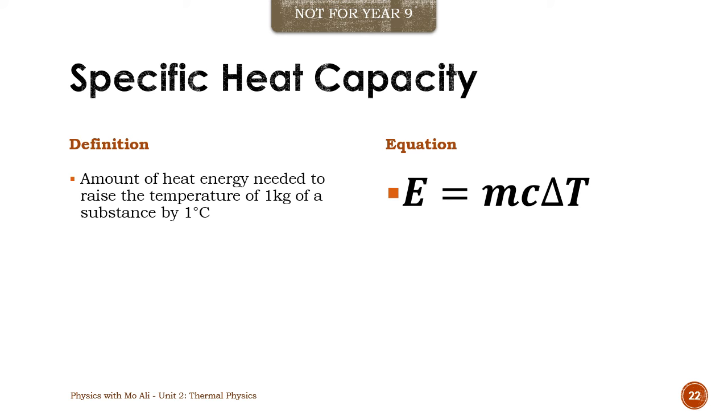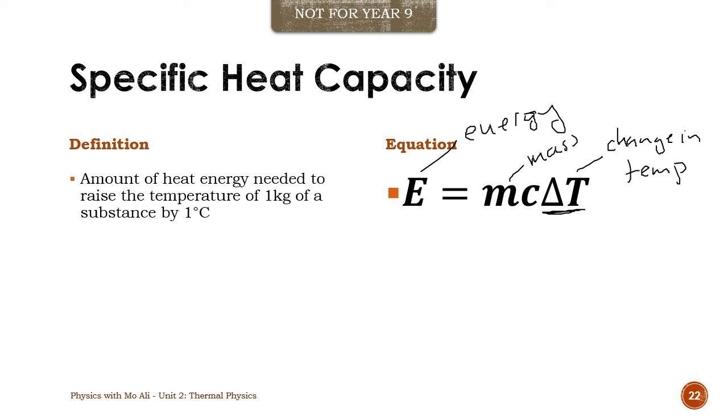What is the equation that we use to calculate heat energy? This is it. E equals mc delta T. What do they represent? E is the energy. You're looking to calculate how much energy you need to heat something up. M is the mass of the substance. And delta T, the triangle, this is called the delta, means change in temperature.